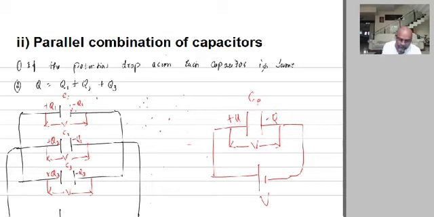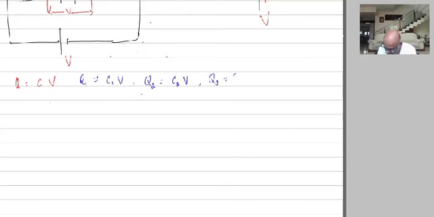Now let us come to the derivation part of it. According to the definition, we know that Q is equal to C into V. Q is equal to CV. Correct? Now similarly, if you write Q1, what is Q1? Q1 is equal to C1 into V. Why am I not writing V1? Because potential across all the capacitors is same. Similarly, Q2 is equal to C2 into V. Similarly, Q3 is equal to C3 into V.